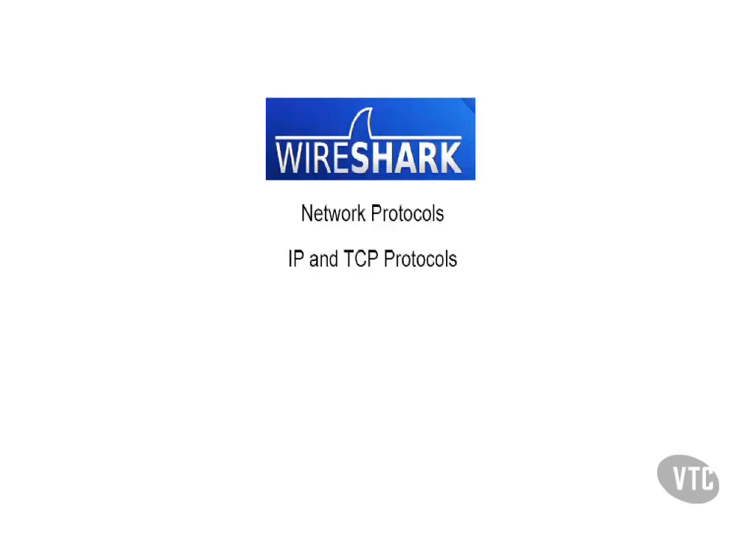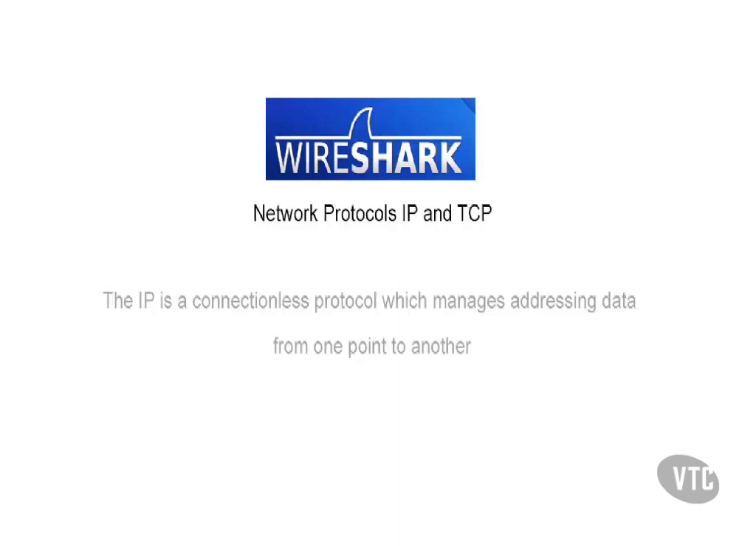In the previous videos, we had started with the OSI model and the 7 layers or building blocks of today's computer networking. To further enhance our know-how of networking, we will start to look at some of the most important protocols, starting with the IP and the TCP protocols. The IP is a connectionless protocol which manages addressing data from one point to another. IP fragments large amounts of data into smaller transmittable packets.